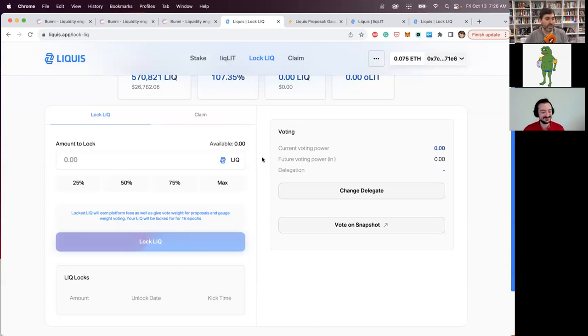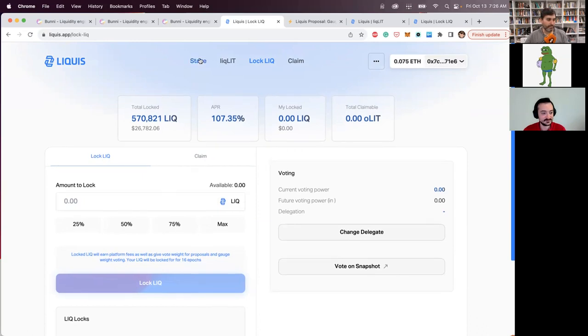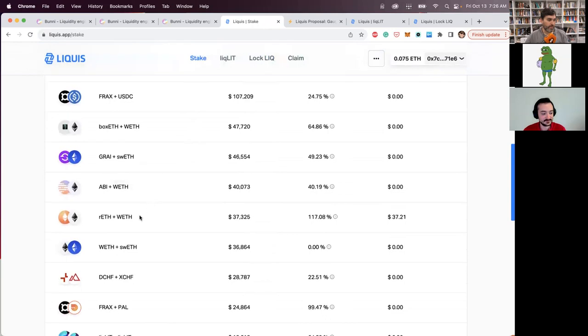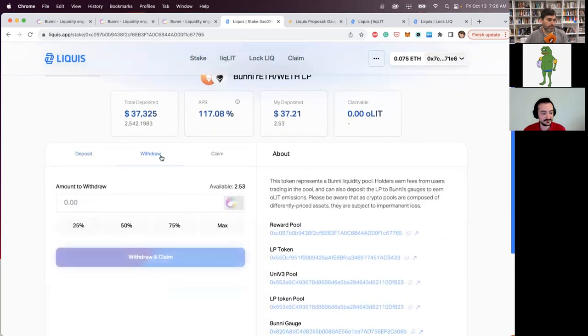So one of the things that I think would be really good to talk about now is, how do I get my rETH and wrapped ETH back? What's the process for unwinding this whole position? Yeah, so it's super easy. You basically go to stake, and then you go back to the rETH pool. You click on withdraw. Then you go max, and then you can withdraw and claim.